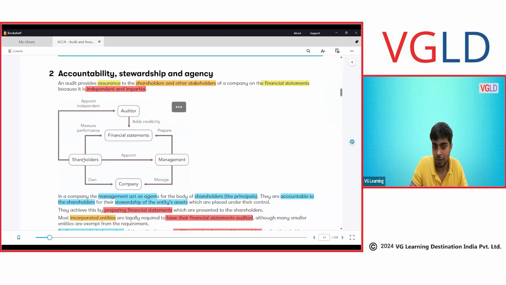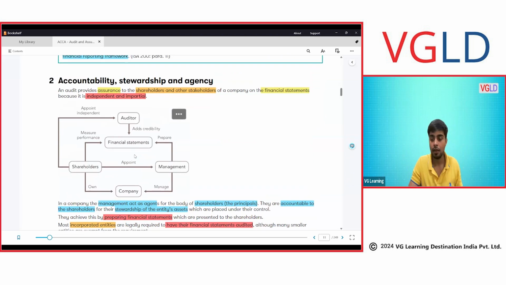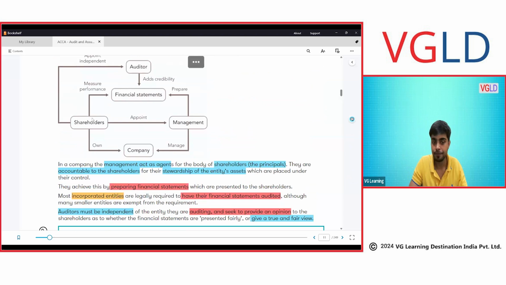Just look at this chart. The company is owned by the shareholder and managed by the director or management. We call the director management also. The management is appointed by the shareholder. Management, in order to show their stewardship, prepare the financial statements, because the shareholder doesn't know what is going on in the company. So to know what is happening, management provides the financial statements to the shareholder.